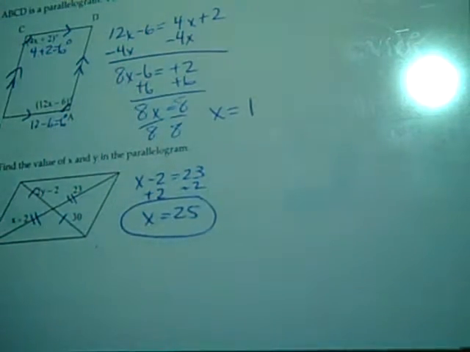So here I have x minus 2 equals 23. Go ahead and add 2 to both sides. x equals 25. The second one I need to solve for is the y. So as I'm going to go ahead and do this, I'm going to pick the one with the variable in it. 2y minus 2 equals 30, plus 2, plus 2. We have 2y equals 32, divided by 2, and y equals 16.